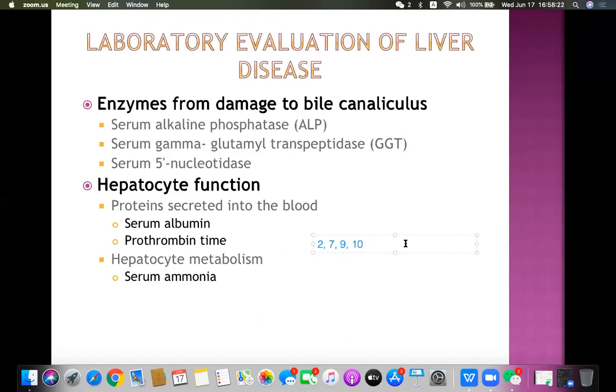If it is longer than that, we know this factor is deficient because of the liver.